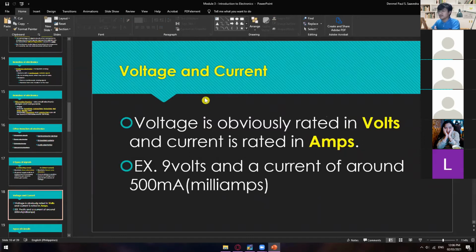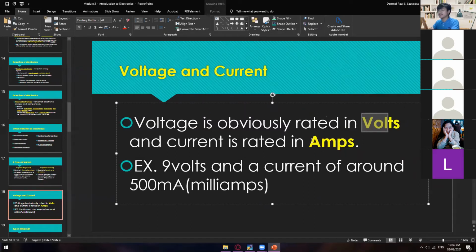And then voltage and current. You guys already know this one. Voltage is rated in volts, and then current is rated in amps. This is just an example: 9 volts and a current of around 500 milliamps.